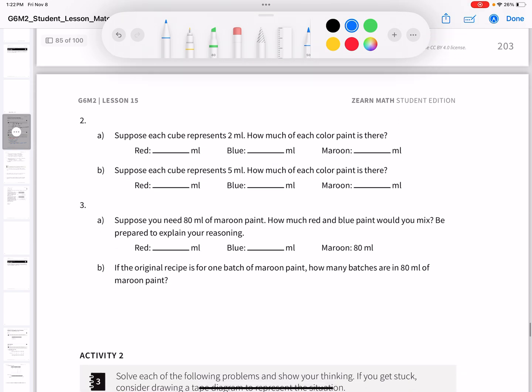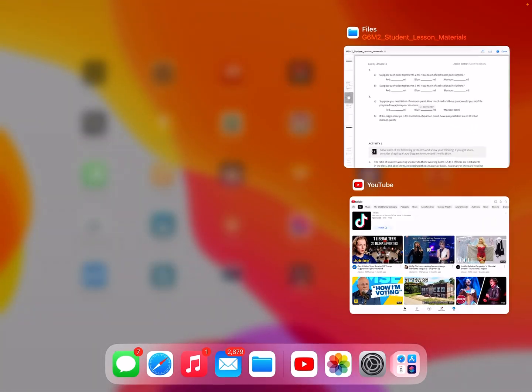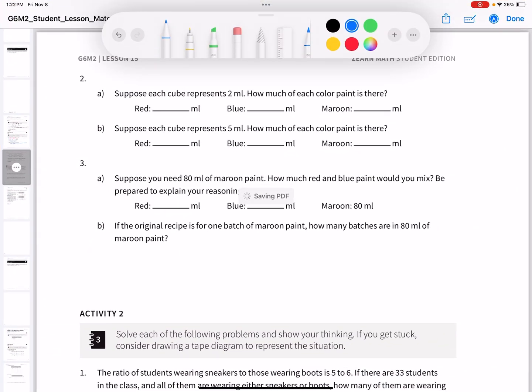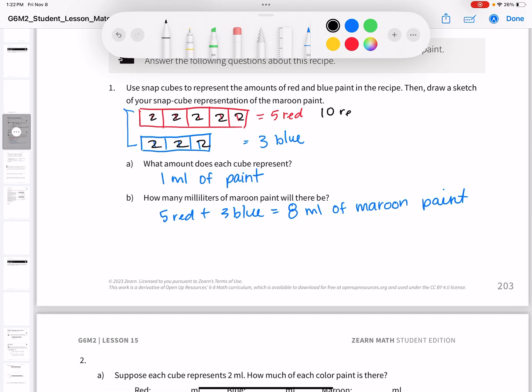All right. Suppose each cube represents 2 milliliters. So we now are doing 2 milliliters instead of 1 milliliter. If I go back up to my drawing, instead of counting 1, we're going to count it as 2. So this is actually going to be 2, 2, 2, 2, 2, 2, 2, 2. That would mean I would have 10 red and 6 blue.